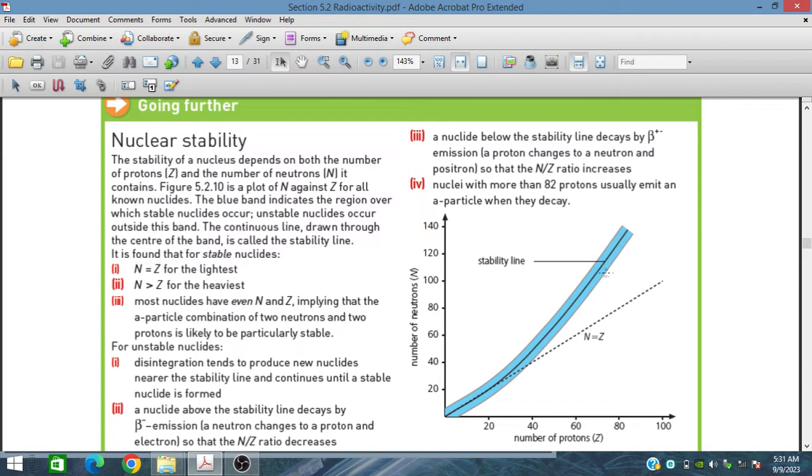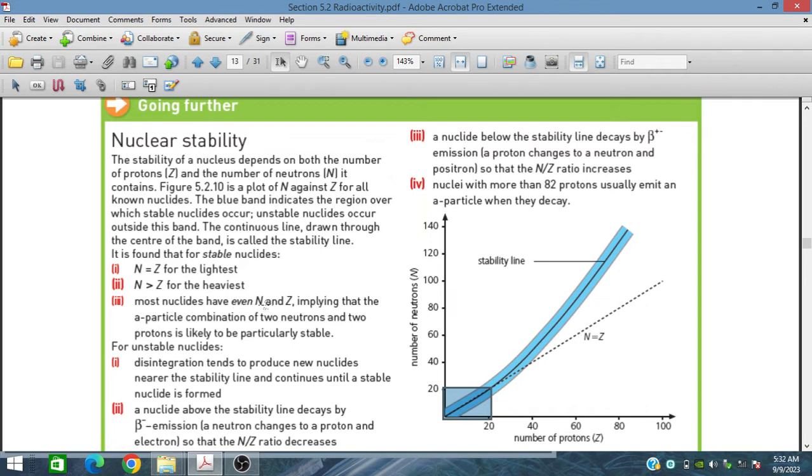The continuous line drawn through the center of the band is called the stability line. This line is the stability line, and it is found that for stable light nuclides, N is equal to Z. So for 20, it is 20. And similarly, with the increasing number of Z, N increases. So N increases for the heaviest atoms.